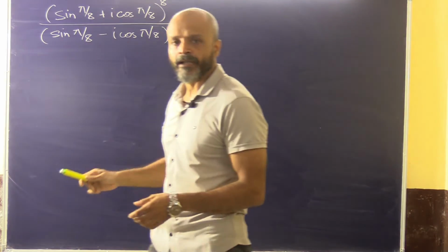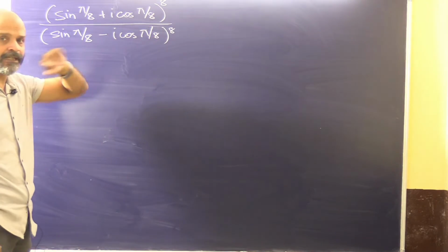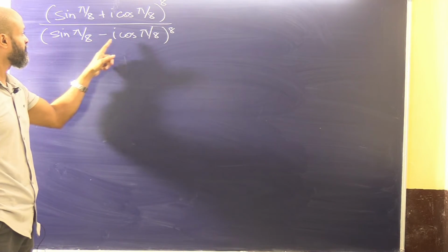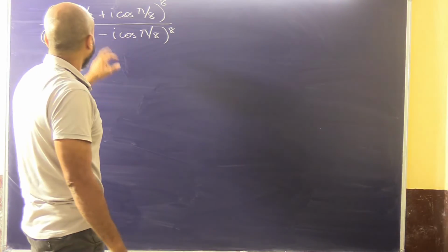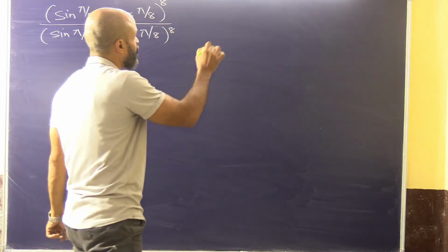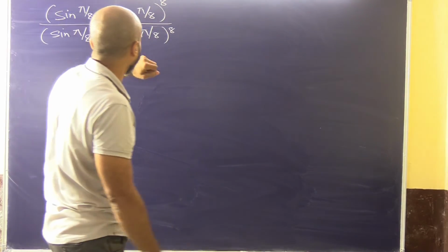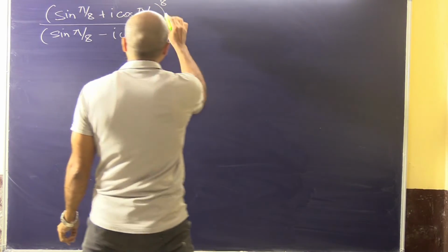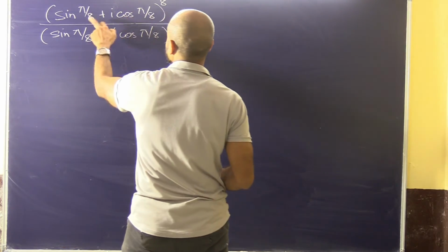Okay, so in De Moivre's theorem we have (sin pi by 8 plus i cos pi by 8) to the power of 8 upon (sin pi by 8 minus i cos pi by 8) to the power of 8. Okay, how do we do this? See, we have to first convert it into the standard format of cos and the imaginary part in the sine format. So before applying De Moivre's theorem, in this case what can we take here?